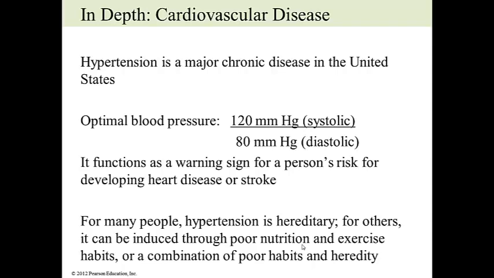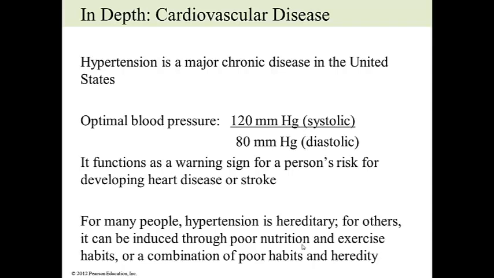For many people, hypertension is hereditary, but for others, it can be induced through poor nutrition and exercise habits or a combination of poor habits and hereditary. So in other words, just because you have a high blood pressure in your family doesn't mean that you're destined to get it. You might be able to prevent getting the disease through proper lifestyle choices.